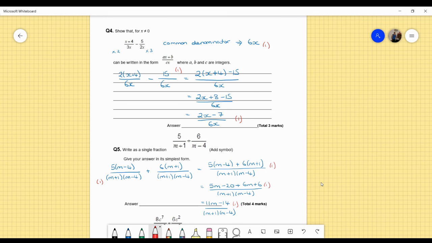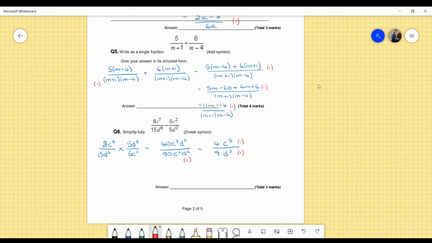We then have a look at question 5. So on question 5, we need to add fractions again, so we need a common denominator. This time we are looking for the fact that the only way to get a common denominator is to multiply the two denominators together. So if you have a common denominator of m plus 1 and m minus 4, you get your first method mark.